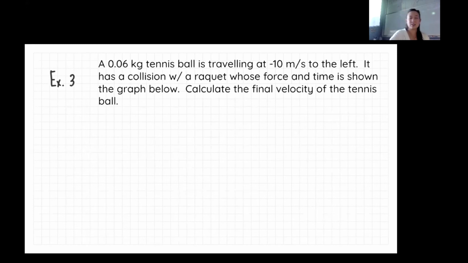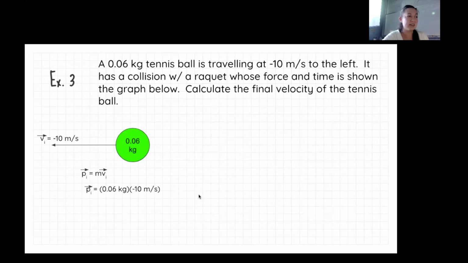Now, our last and trickiest example. Let's say I have a 0.06 kilogram tennis ball traveling 10 meters per second to the left. It's shown having a collision whose force and time are on a graph. So can I combine taking the area under a curve and the impulse to find a final velocity? Well, yes, I can. Let's say my tennis ball starts traveling to the left. Its initial momentum is -10 times 0.06 kilograms. So its initial momentum is -0.6.